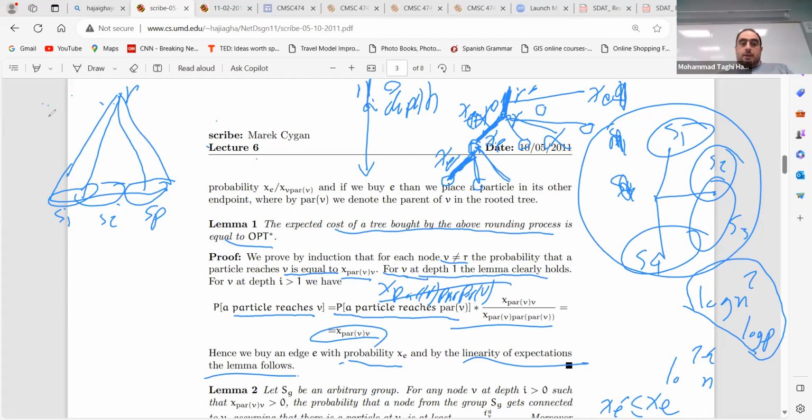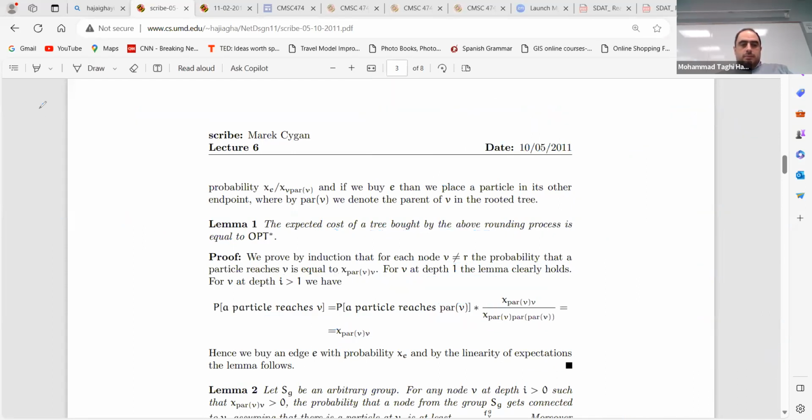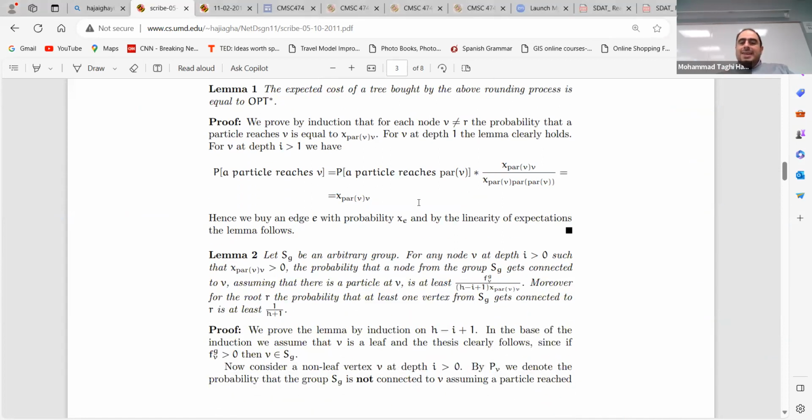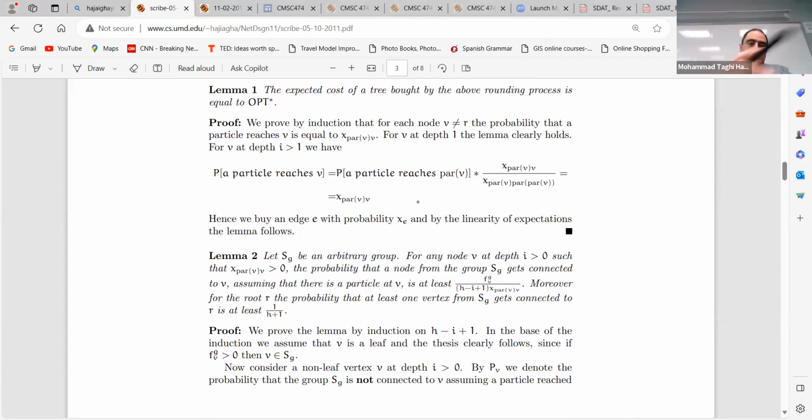Now, that's the first part. That was the easy part. Now, let me actually clear everything. Good. Now, the second part, what do I want to say? Let S_g be an arbitrary group, for any node V at depth i. So consider V here, which is at depth i.